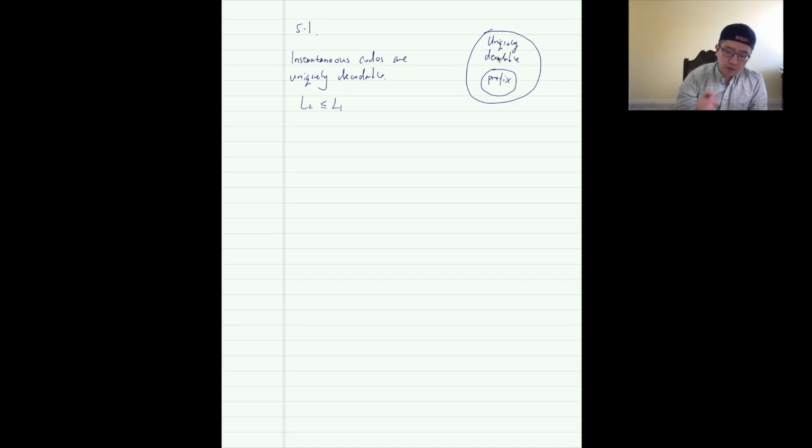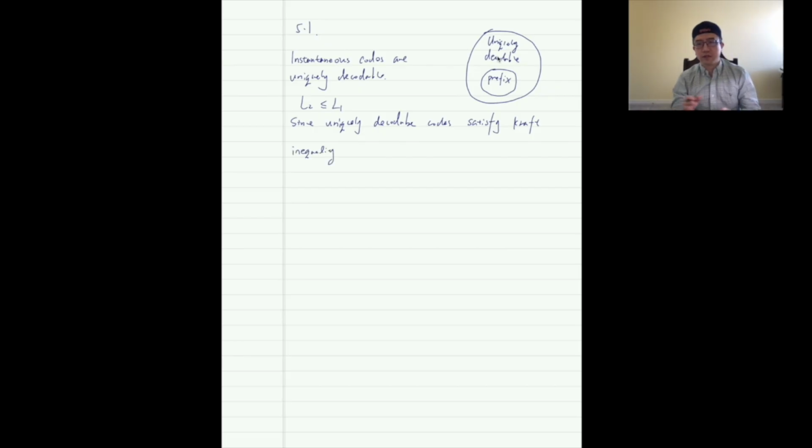On the other hand, we also learned about the Kraft inequality. So we know that since uniquely decodable codes satisfy the Kraft inequality.